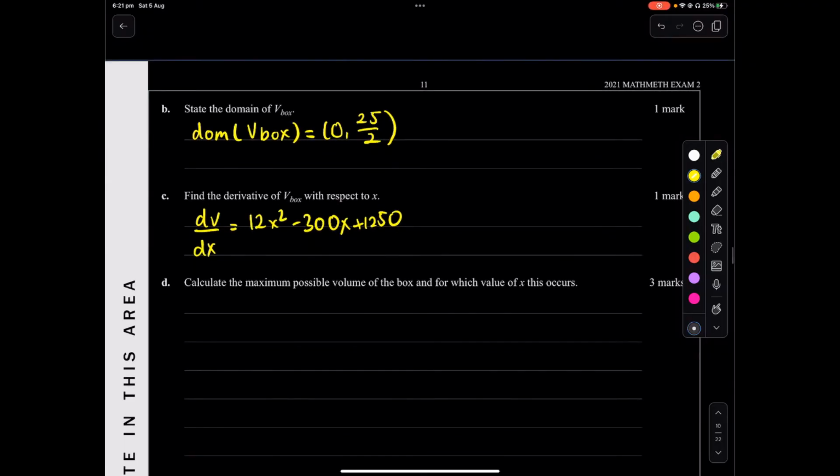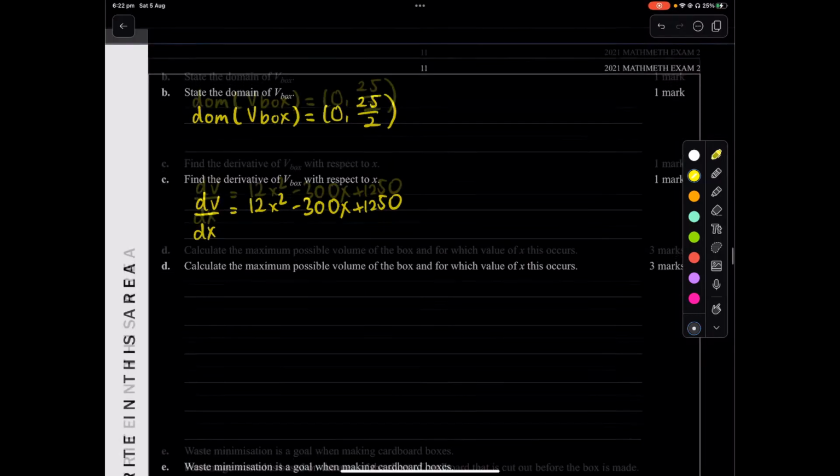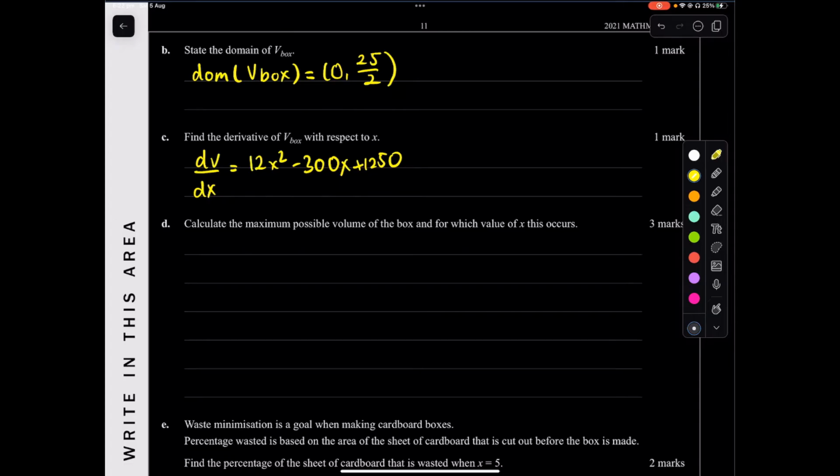Calculate the maximum possible volume of the box and for which value of x this occurs. Okay, so 3 marks, we need to show some working out. So we want dV/dx to equal 0. So it means that 3x squared minus 300, oh sorry, what am I doing? Okay, so we want 12x squared minus 300x plus 1250 equals 0.